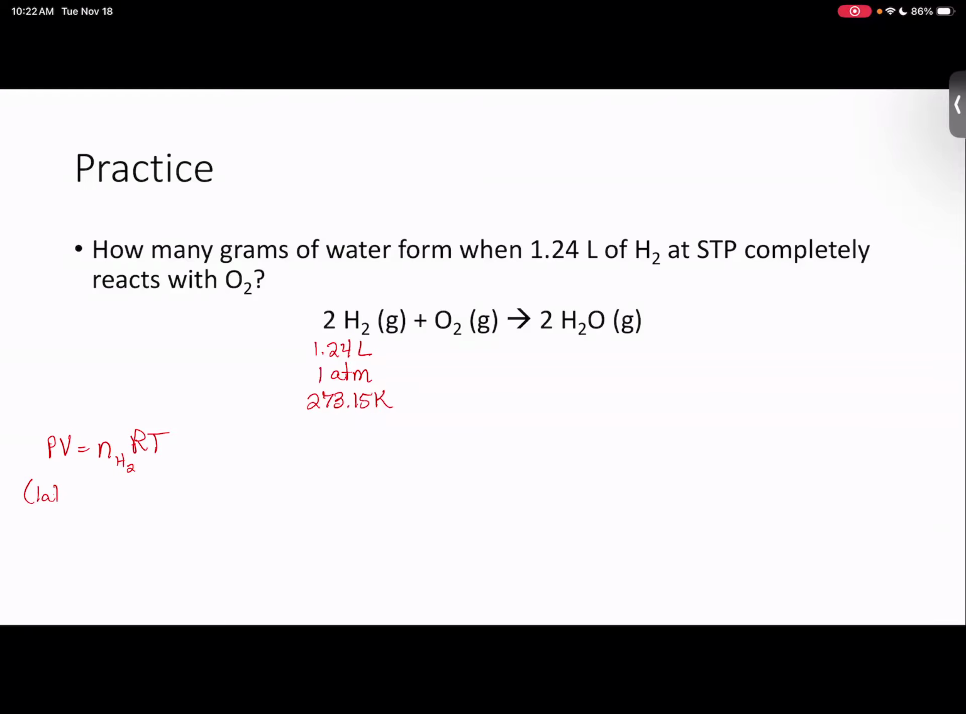So 1 atmosphere times the volume of 1.24 liters is equal to the n of hydrogen times 0.0821 atmosphere liters per mole Kelvin times the temperature in Kelvin, which was 273.15 Kelvin. So your n of hydrogen is 0.0553 moles of hydrogen.